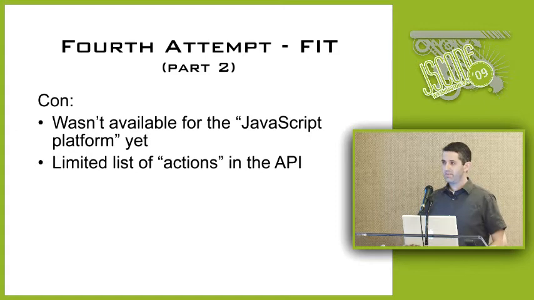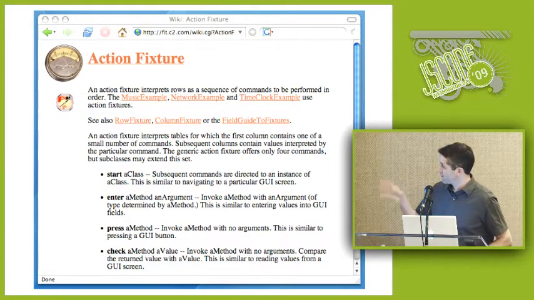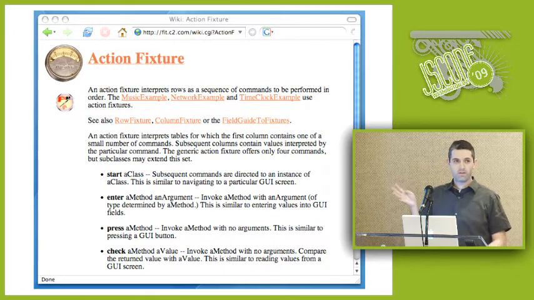And he had a specific thing. If you know FIT, I'm not going to go into it, but they've got these things called fixtures, and it's good for data-driven development. One of the things they had was this thing called action fixture, and it has four API commands. I don't know if I can zoom in here so you can see this. You've got start, enter, press, and check. And he says on his website, if you deviate from this API, you've forked the project, and you can no longer call yourself FIT.